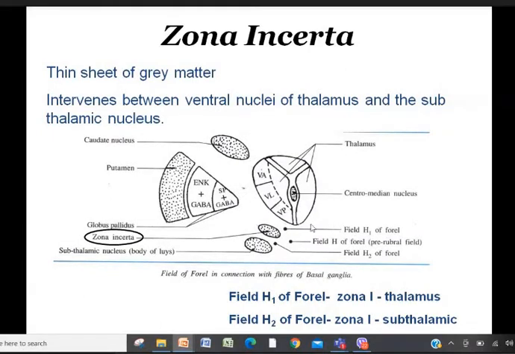Please, just draw the pictures. What you have to do is draw the thalamus first, then draw the zona incerta, then draw the subthalamic nucleus. Then make a dot between the zona incerta and the thalamus, that is field 1. Field 2 lies between the zona incerta and the subthalamus. Then field H lies caudal or lateral to these two.